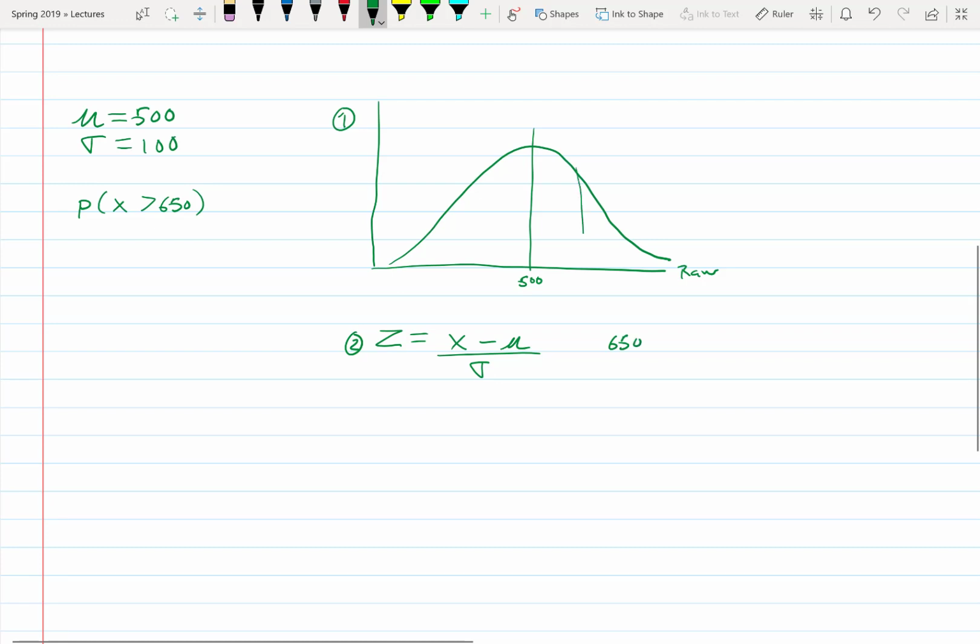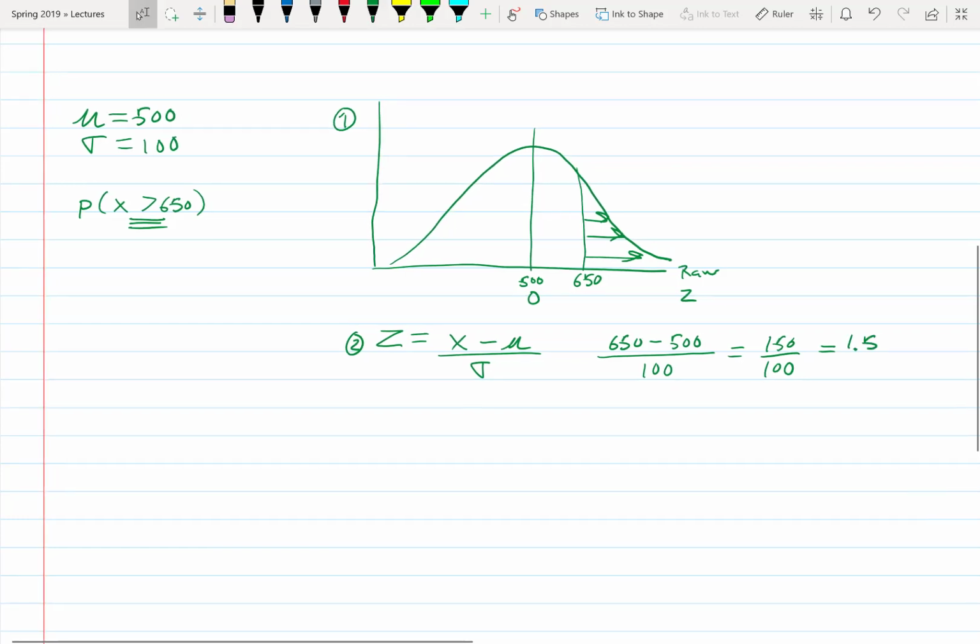Oh, forgot something here, sorry. We are looking for scores greater than 650. We're looking for this area over here, and this is going to be 650. We'll just mark this out to know we have a z-distribution also. We can use the same horizontal scale to plot our z-score. 650 minus 500 divided by 100 is going to equal 150 over 100. And that is going to simplify out to 1.5.